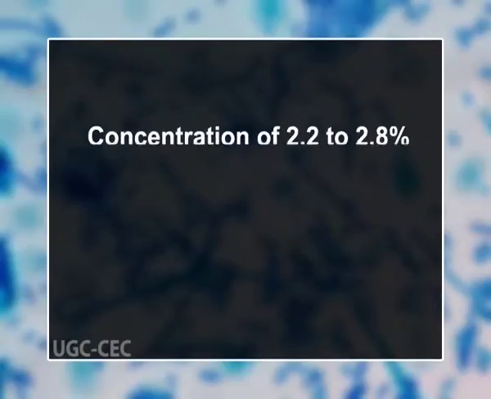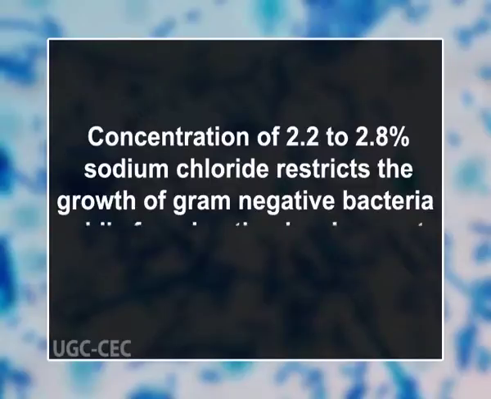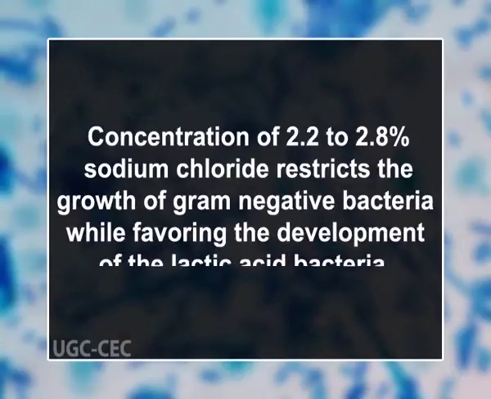Sauerkraut or sour cabbage is produced from wilted shredded cabbage. Usually the mixed microbial community of the cabbage is used. A concentration of 2.2 to 2.8% sodium chloride restricts the growth of gram-negative bacteria while favoring the development of the lactic acid bacteria. The primary microorganisms contributing to this product are Leuconostoc mesenteroides and Lactobacillus plantarum.